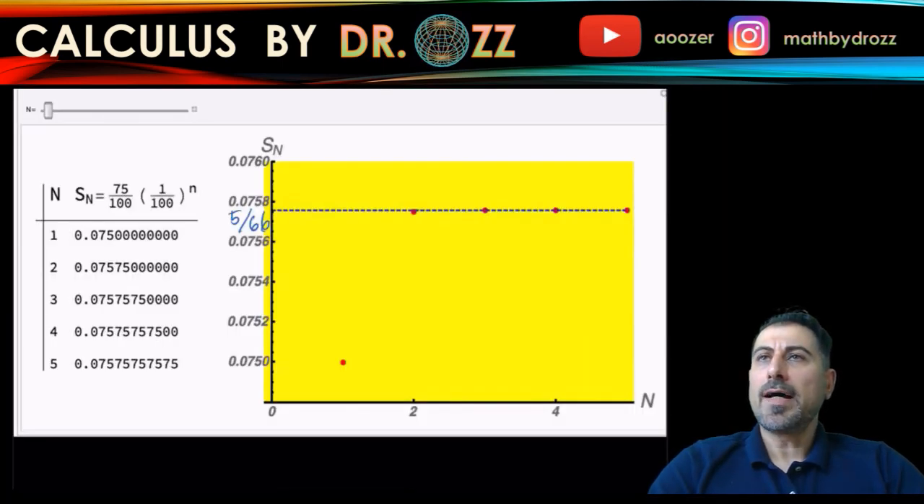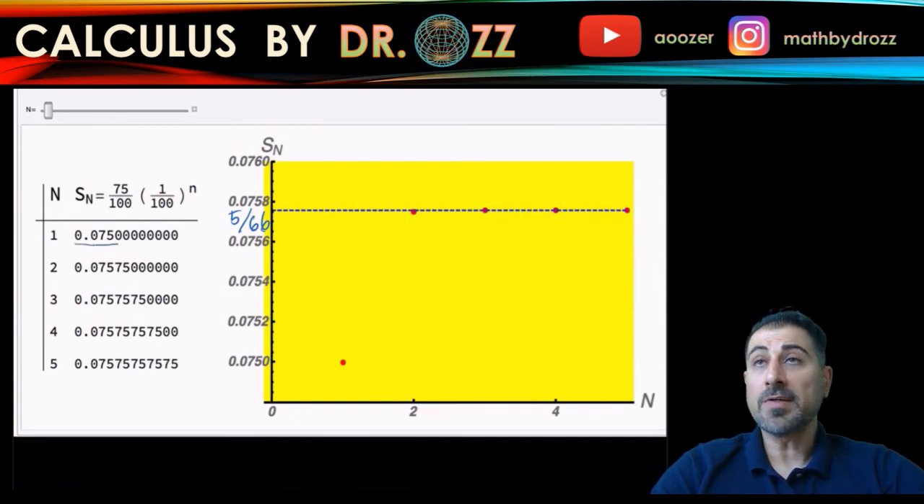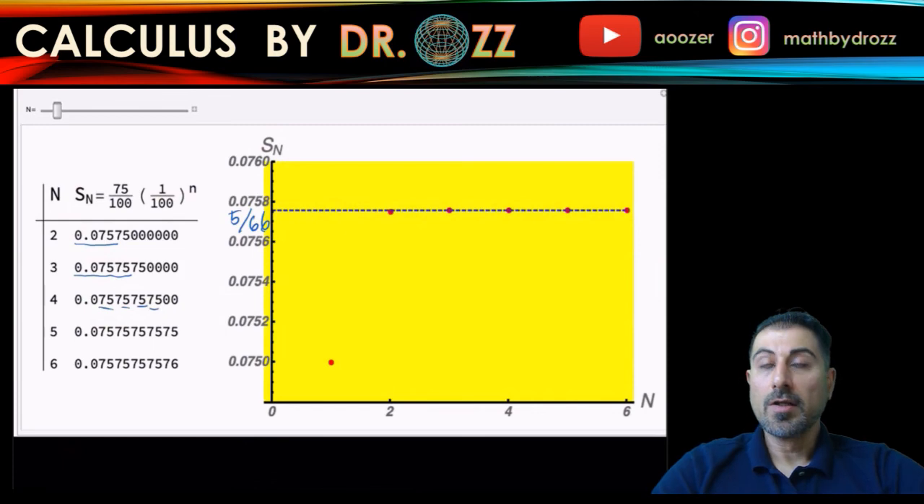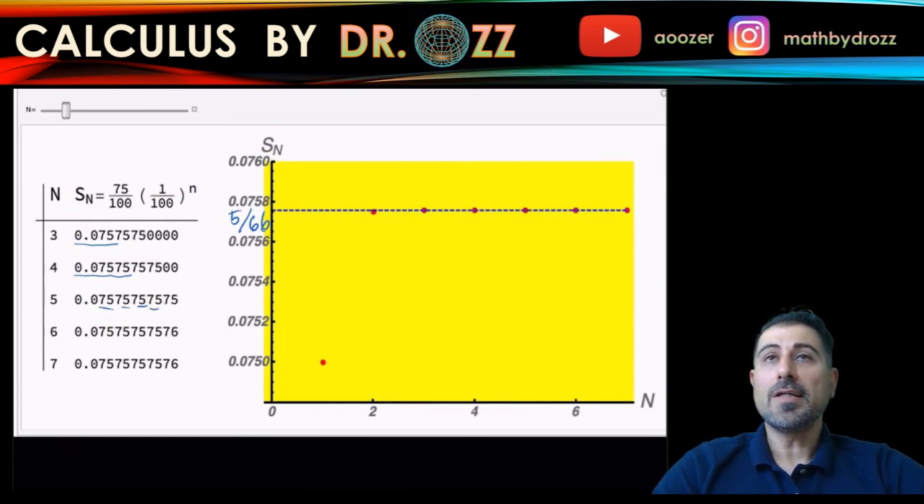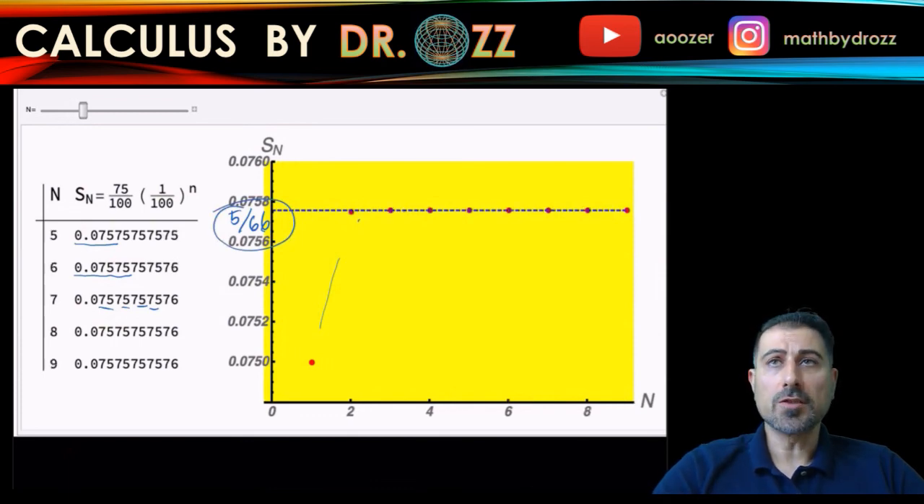In this table, I also looked at partial sums. Partial sums are like when you add only one term, it's 0.075. And then the next one, I have another 75 coming along, another 75 coming along. As you see, it's rapidly approaching 5 over 66 after the second term. If you follow the reds, they are approaching 5 over 66, and again, this is a very rapid convergence to 5 over 66.